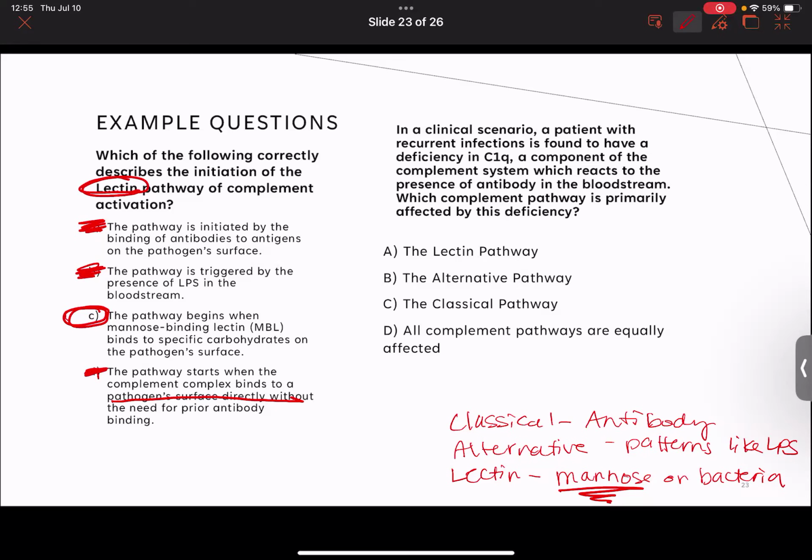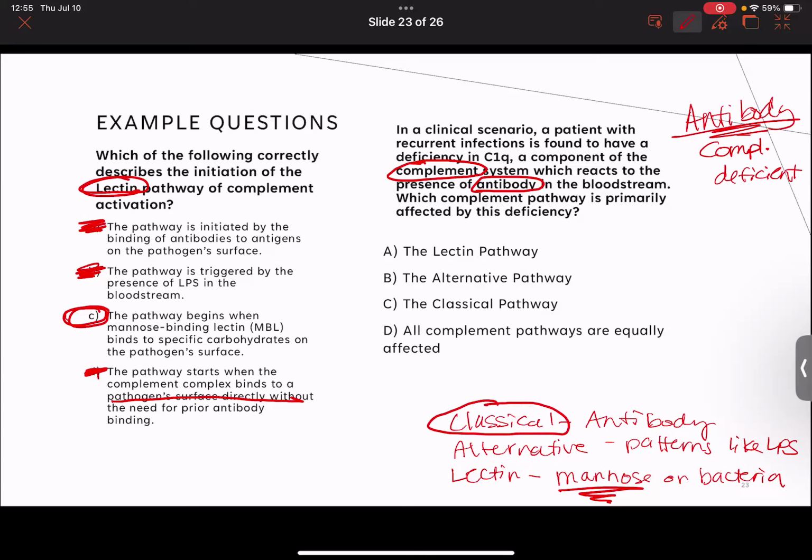In a clinical scenario, a patient with recurrent infections is found to have a deficiency in C1q, which is part of complement. They have a complement deficiency. Okay, and this is one that reacts to the antibody. So which pathway was that one? The classical one, right? All right, so which complement pathway, that's literally what it's going to ask. Which complement pathway is primarily affected by this? Not the lectin pathway, not the alternative pathway, the classical, specifically because now we can't recognize antibody. Your other pathways should still be fine.